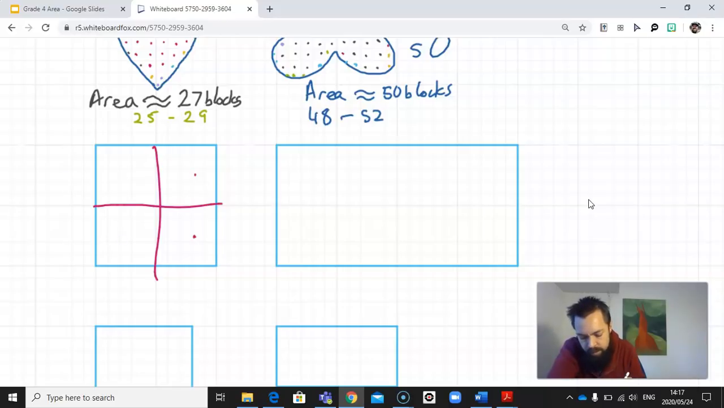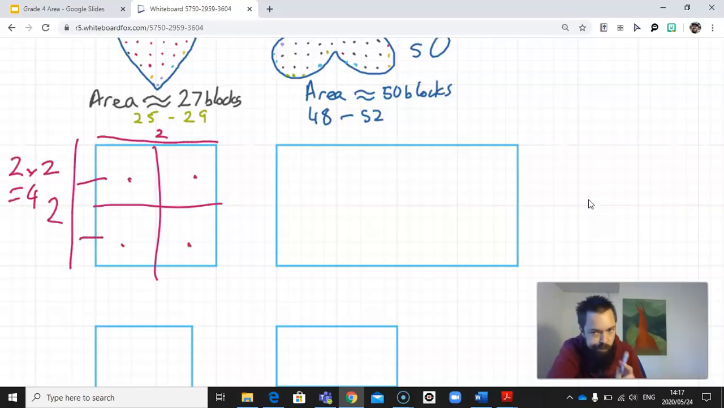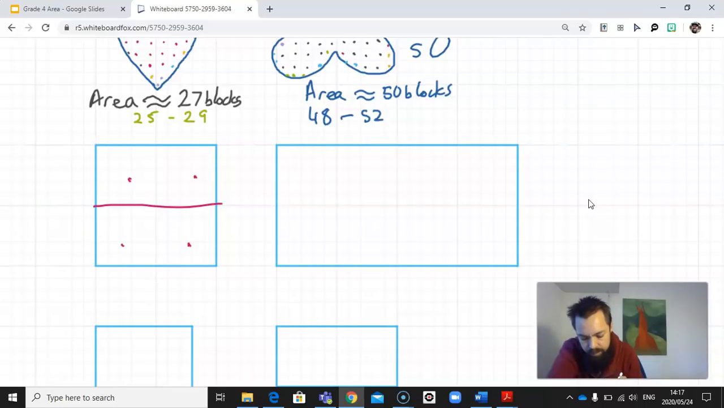But you will also notice that if I'm counting, there's 1 here and there's 2. So 2 of them are touching the side, and 2 of them are touching the side. And if I said 2 times 2, I would get 4. 1, 2, 3, 4. Interesting. Let's have a look at the small blocks.